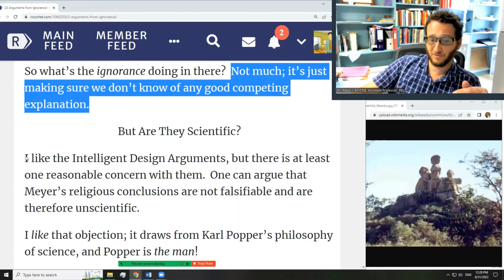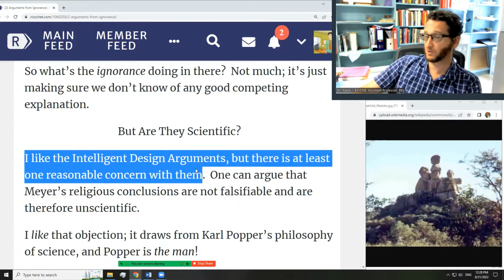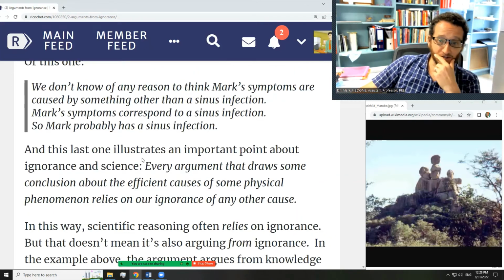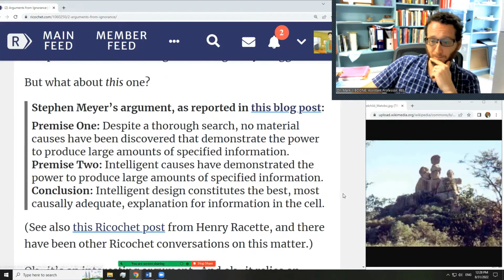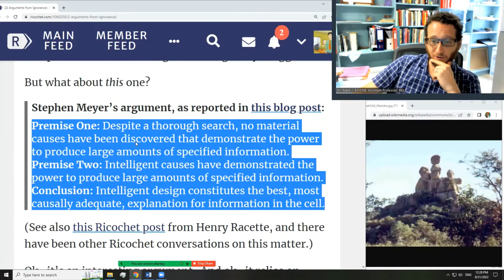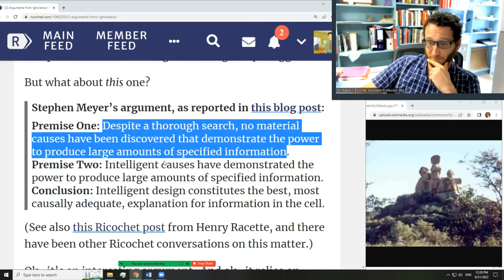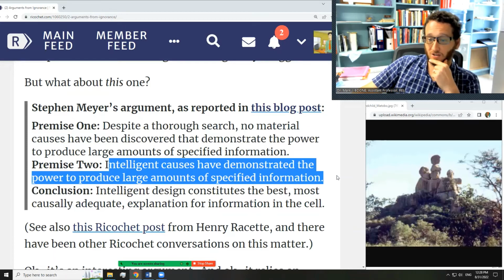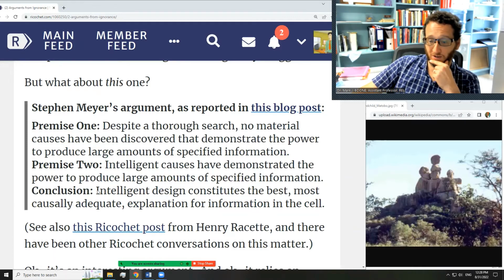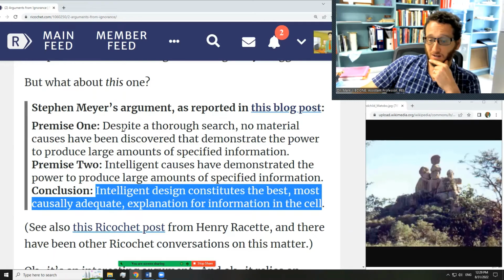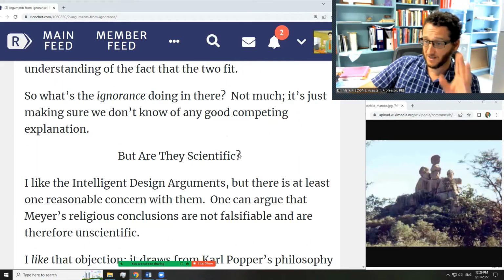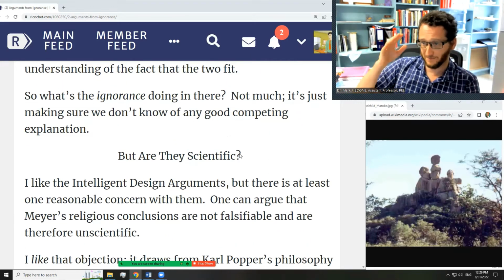Now, that leaves us with at least one interesting question about intelligent design arguments. Are they scientific arguments? Meyer's argument here, scrolling up: despite a thorough search, we have no material cause that can create specified information in large amounts. Intelligent causes do this. We know that. Therefore, intelligent design is the best, most causally adequate explanation for the information in our DNA. Now, is that a scientific argument? It's not an argument from ignorance. I'm quite happy if we stop there.